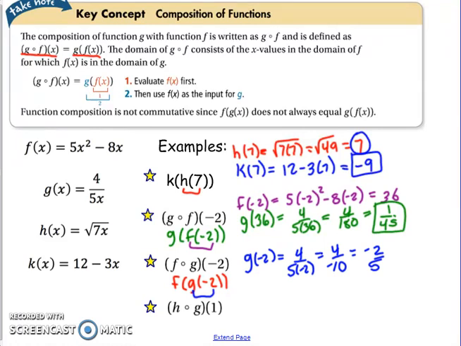Now we're going to do f of negative 2 fifths. We go to our f function and plug in negative 2 fifths for all of the x's that we have. If we plug this in, what we end up with is 4. So 4 is our final answer.